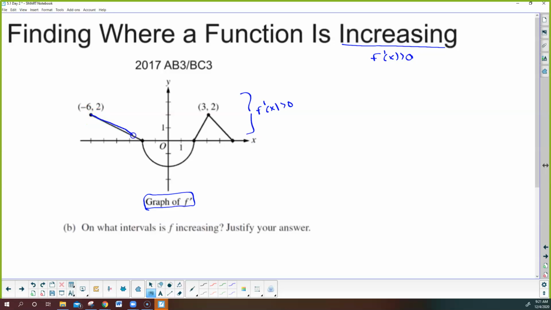Anytime we're above this. Now, when we write our values, we're dealing with the x values. Okay, so it's increasing from -6 to -2. From here to here is positive, and then again from here to here, so this would be 2, 3, 4, 5. Okay, and notice, how do we justify their answer? Right there, that's my justification. All you need to do is say, this is how I know the derivative is greater than 0.